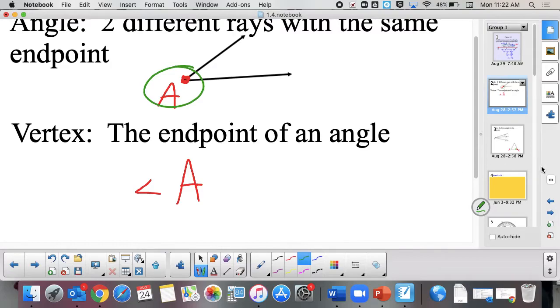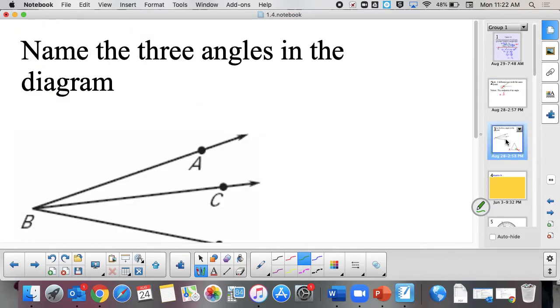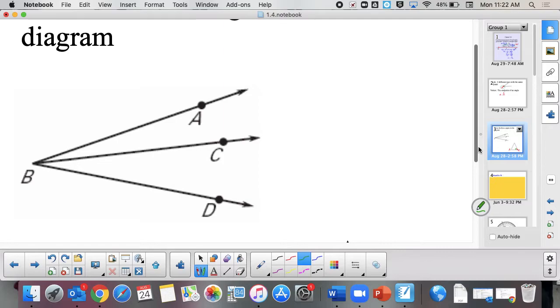The issue comes up, though, if you look at example 1. In example 1, it says name 3 angles in your diagram. We just said that we can name our angle by the vertex. Well, the vertex that's there is B. The problem is, if I call this angle B, there are multiple angle B's to worry about. When there is more than one angle at a vertex, such as here, we cannot name it with one letter. We must name it with 3.